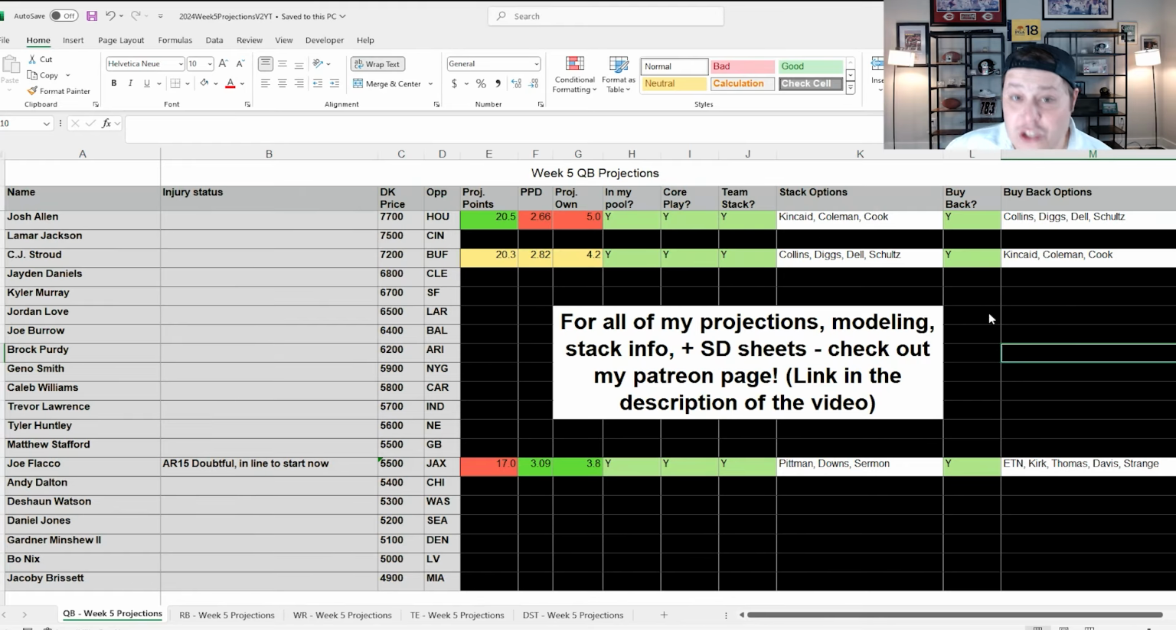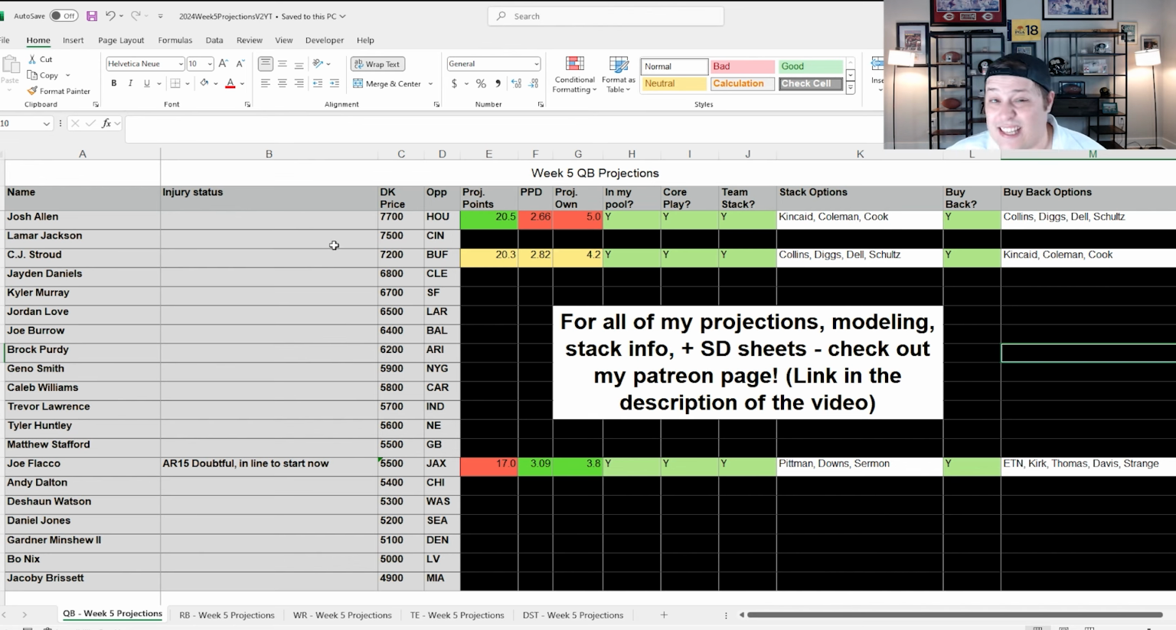Let's start it off with first on the DFS side and this top 3 stacks for GPPs. The first 2 options that we're going through this week are going to be from the same game. So I guess it's truly only 2 games that we're going out there and stacking, but these top 2 options in a Josh Allen and a CJ Stroud are among my favorite on the entire slate.